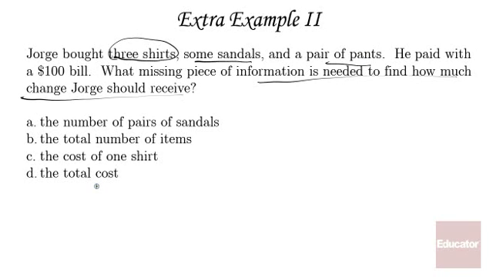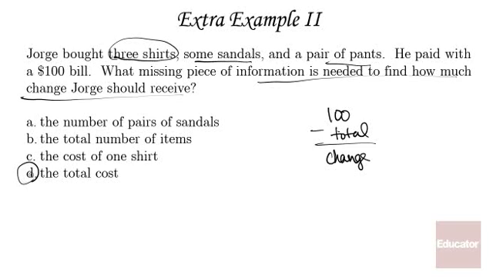If I knew the total cost of all the items, I could subtract it from 100, 100 minus total cost, and that would tell me the change. So although all of the answers would be helpful, D is the piece of information and the only piece of information that would be able to give me the answer directly.